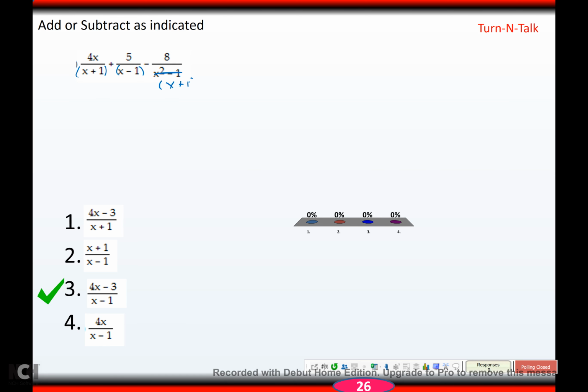That's going to be x plus 1, x minus 1, difference of squares. So if I make my list, I need to rewrite this because it's not going to fit. So I got 4x over x plus 1 plus 5 over x minus 1 minus 8 over x plus 1 times x minus 1.